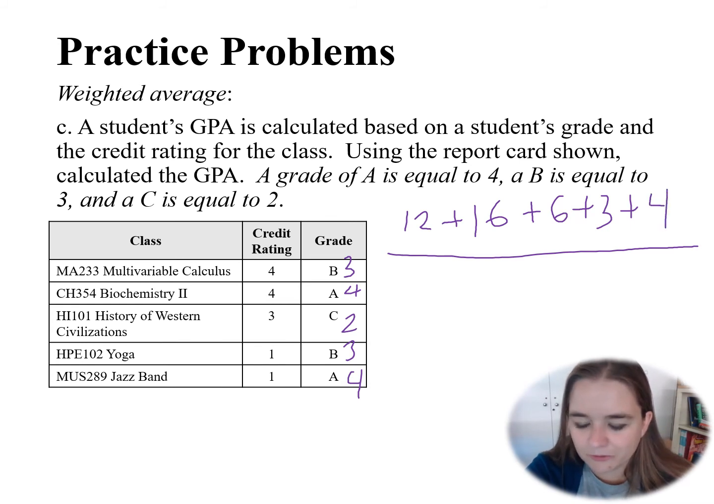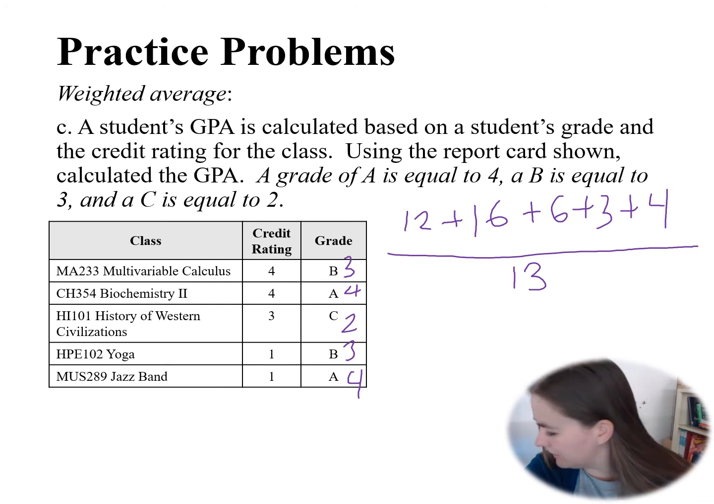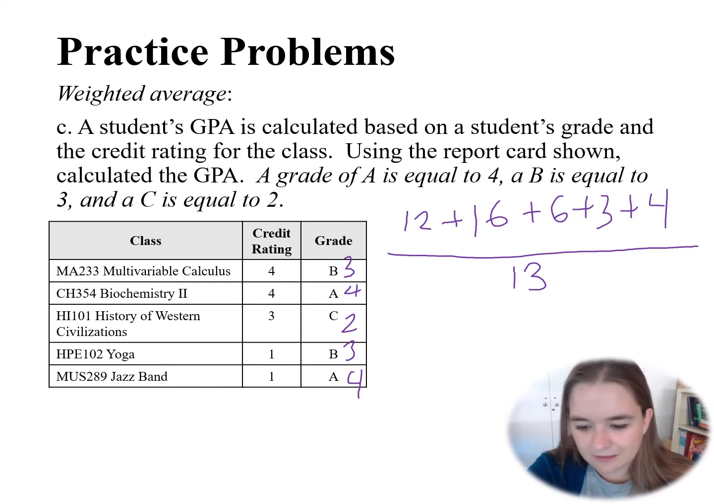Those would be my total grade points divided by the number of credits attempted. So 4 plus 4 is 8, plus 3 is 11, 12, 13. Divided by 13 total attempted points. When I type that in, I get 3.15 as a grade point.